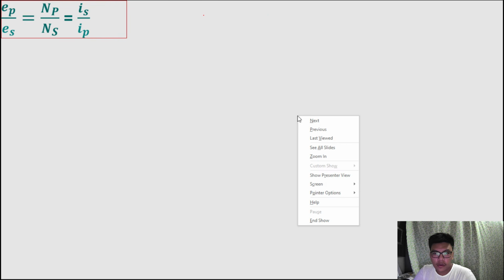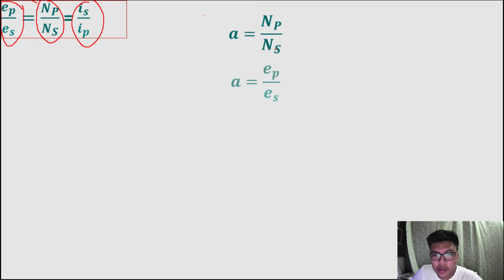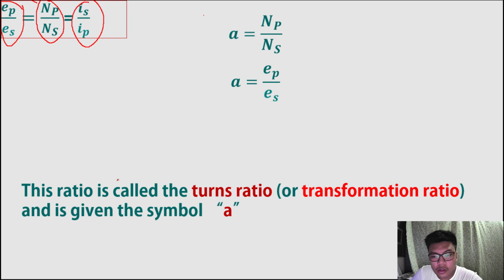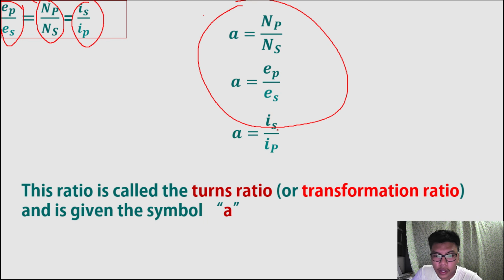Madali lang to, kaya mag-alala. So now, yung bawat ratio na yan, so that represents the transformation ratio. So, we have A is equal to N sub P all over N sub S. So, pwede rin E sub P all over E sub S. Okay, this ratio is called the turns ratio, or transformation ratio, tandaan, ano? And is given the symbol A. So, A yung gamit natin dito. Okay? So, pwede rin yung I sub S all over I sub P. So, yun yung mga pwede natin gamitin in the future.